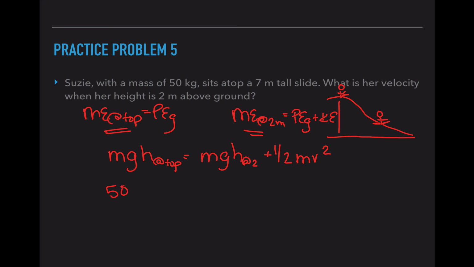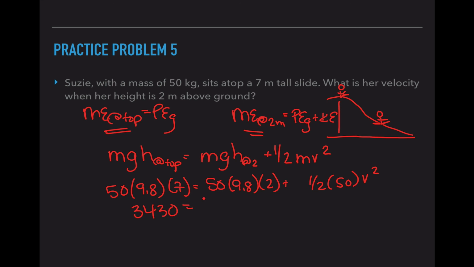Her mass is 50, gravity is 9.8, and at the top her height is 7. Her mass is 50, gravity is 9.8, and at the second location her height is 2. Her mass is 50, and we do not know her velocity. At this point, do the numbers. Just mathematically work out these sides of the equation. The left is still 3,430.